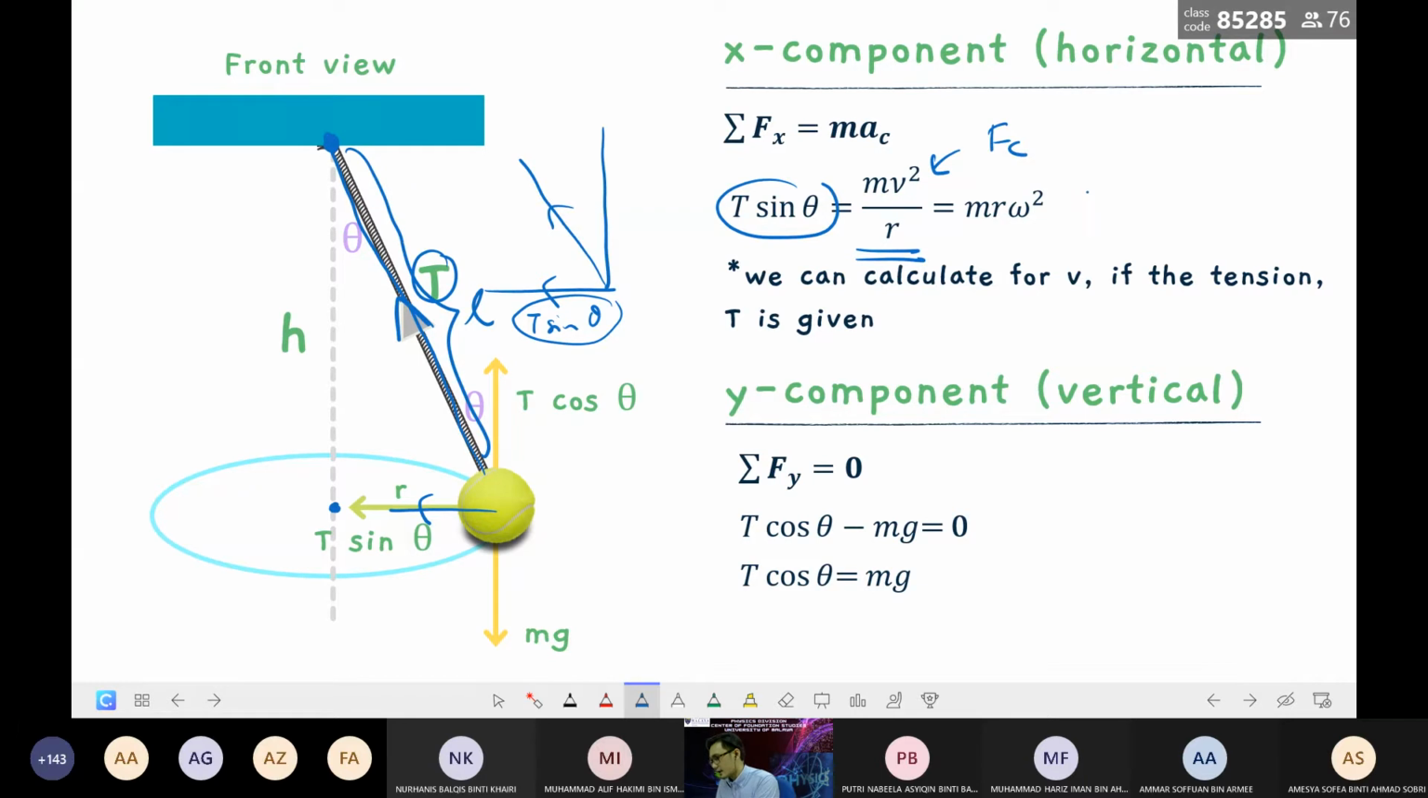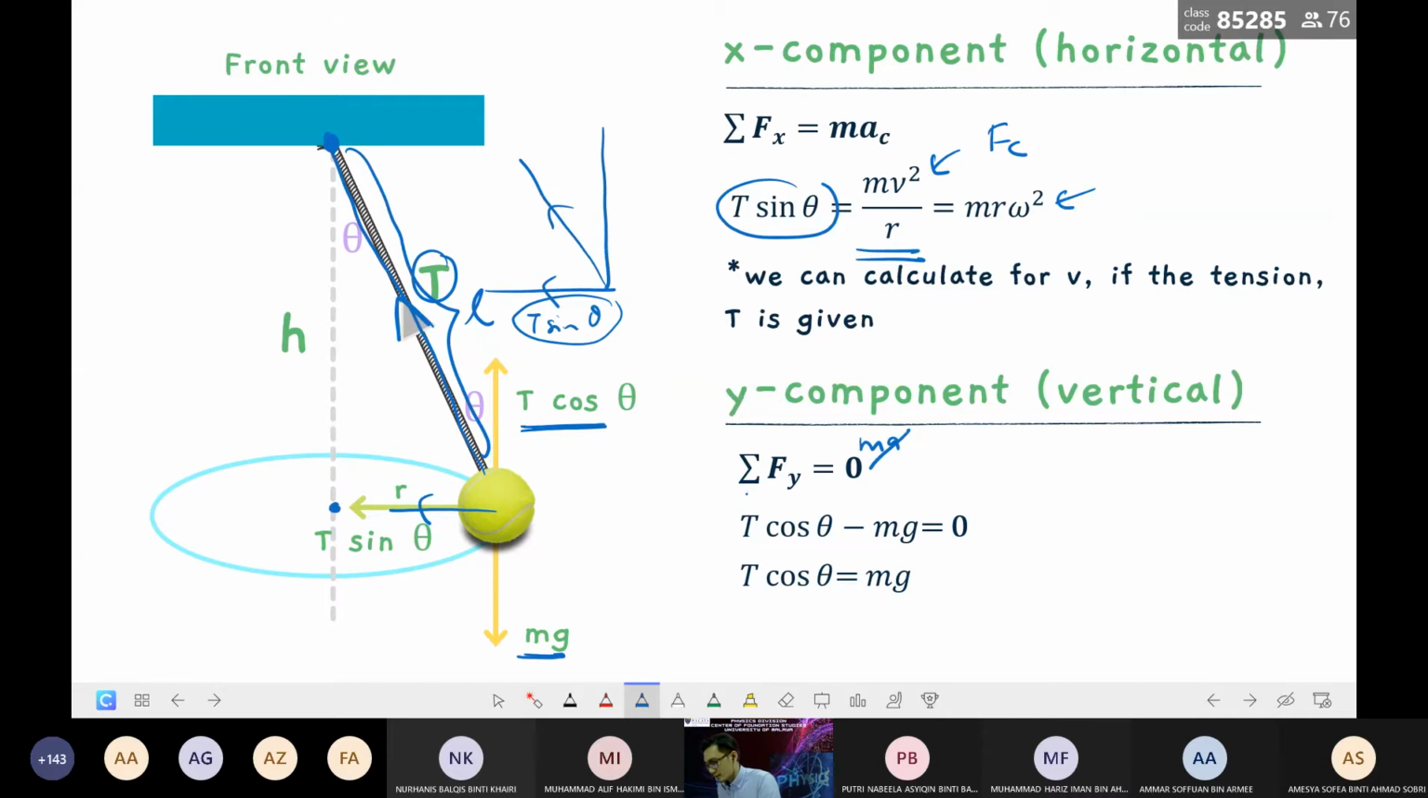And also we can equatekan dia in terms of omega, Fc is m r omega squared. Jadi we can calculate a value of velocity if the tension T is given. How to calculate the value of velocity? I will show you the derivation after this. But before that, kita kena tengok what Y component yang involved. Kalau tengok from the free body diagram, kita ada T cos theta pointing upwards, and also we have mg pointing downwards. And there is no acceleration involved in Y direction because dia bergerak hanya horizontal, right? So the ma here, a is equal to 0 lah.